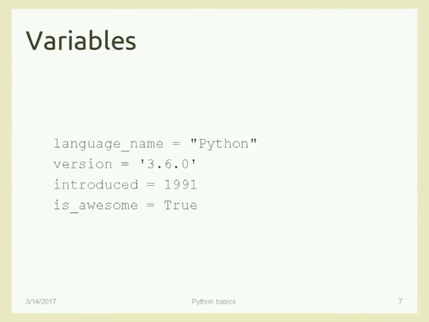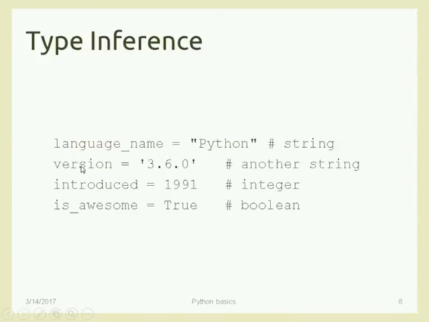Obviously, as you imagine, you can store in a variable strings, like we saw before, but also strings written in this other way, not with double quotes, but with single quotes. They are an equivalent way to write strings in Python. You can put integers inside, like this one, and you can also put Boolean values inside a variable, true or false.